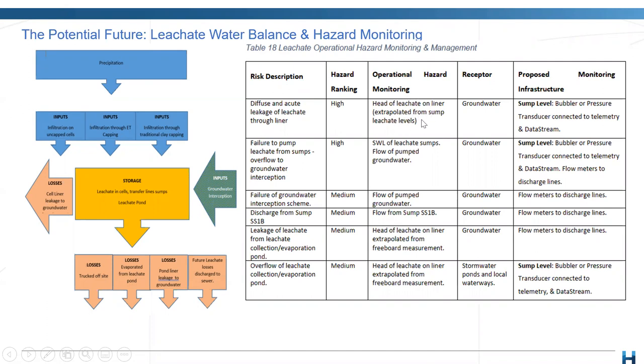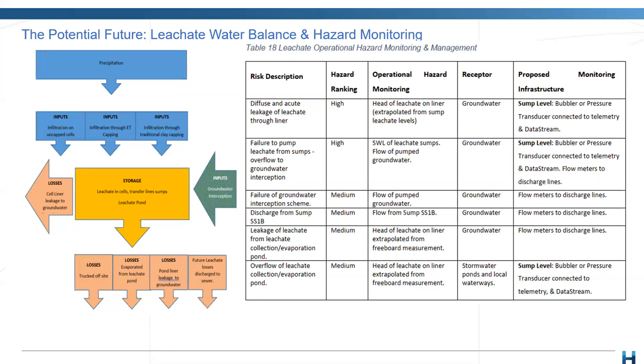How will we actually achieve these measures? So if you look at this one, there was a risk of leakage of leachate through the liner. It was a high concern. And the head of leachate on the liner is extrapolated from the sump leachate levels. At the end of the day, we had to come up with a system to monitor that in real time. And so that's where we settled on automated level measurement.